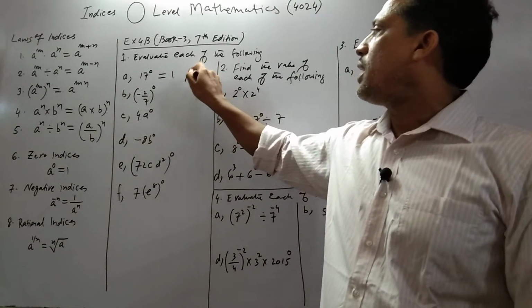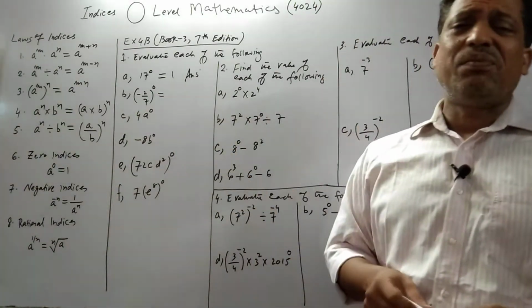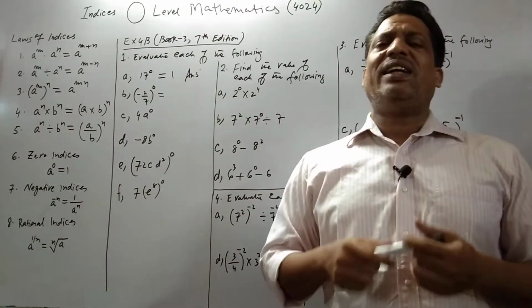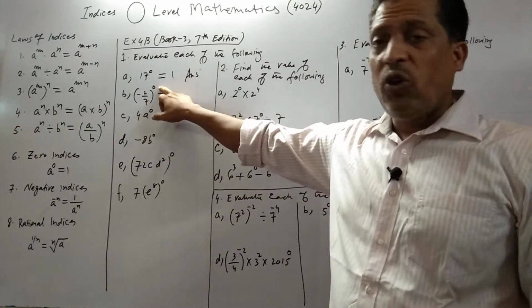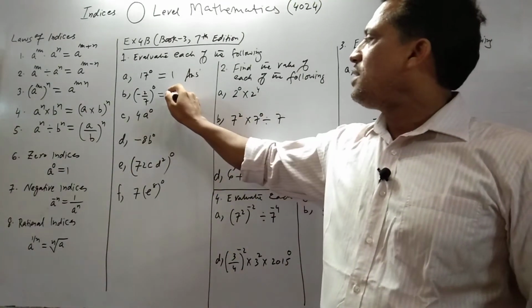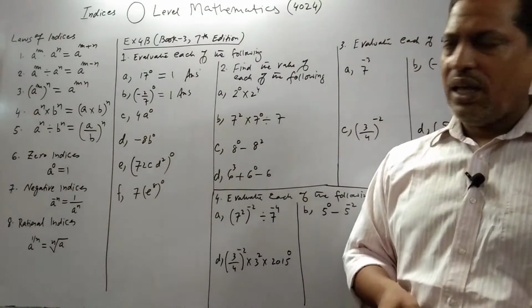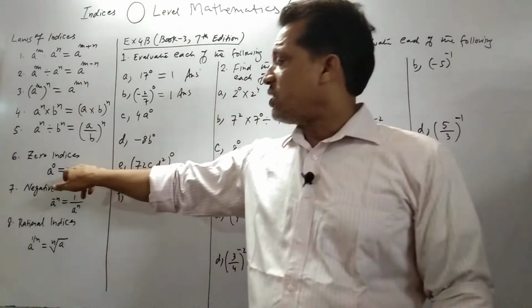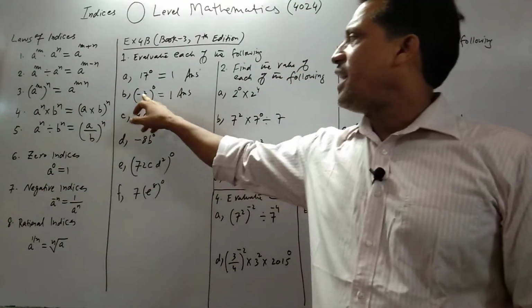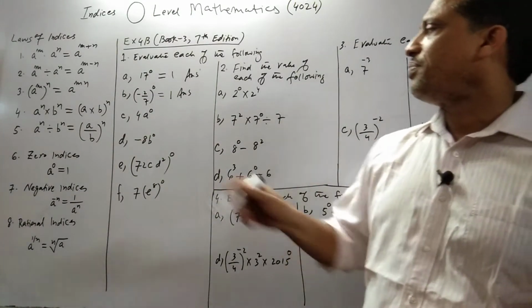This is our answer. Similarly, part B: whatever the number is, whether it is negative, in fraction form or any form, if you see the whole power is 0, the answer is always 1. So this is the answer of part B, because minus 2 upon 7, whole power 0. The 6th law says anything to the power 0 is 1, hence minus 2 upon 7 to the power 0 is 1. So 1 is the answer.